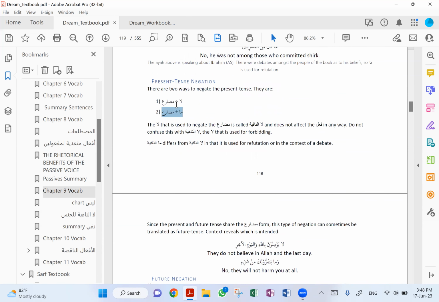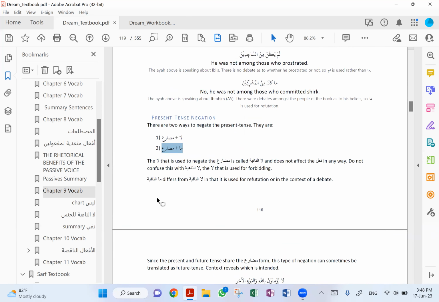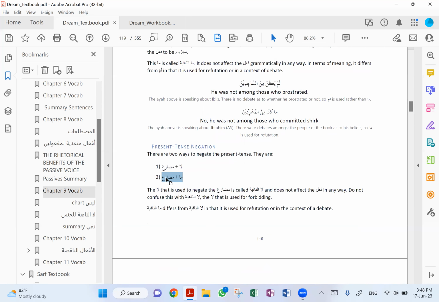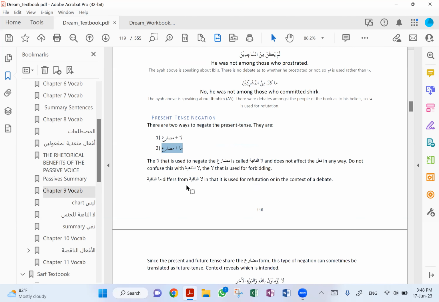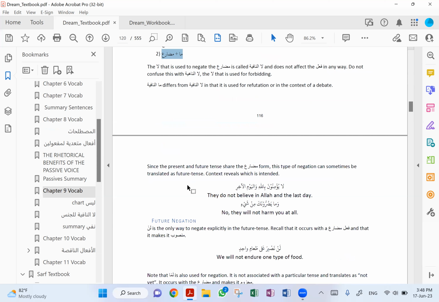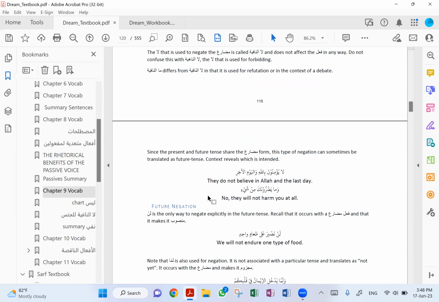So the only difference between la and ma is something that Ustad mentioned. La is just normal negation, like I'm negating, but ma is more of a refutation, more emphatic, like no, this did not happen, or no, don't go, something like that. So ma has more emphasis in it. Like kind of not at all, right? Yes, absolutely not at all. No way. Yeah. So that's ma.